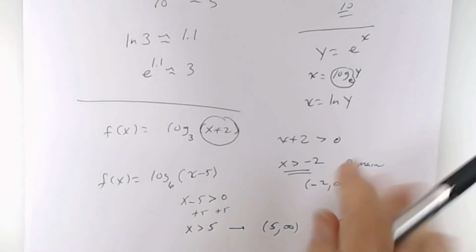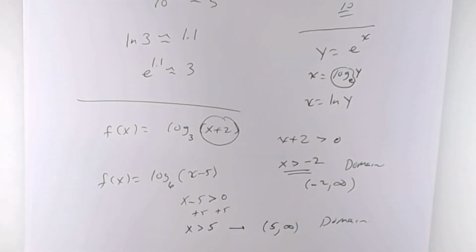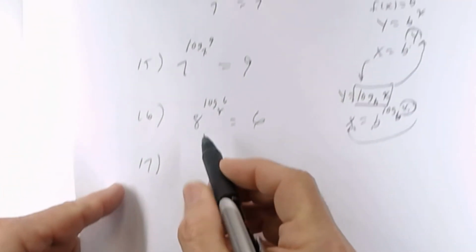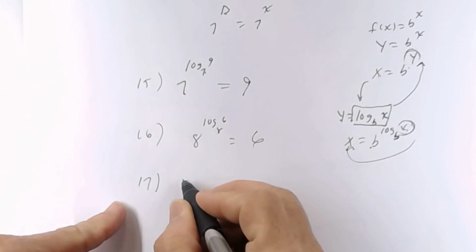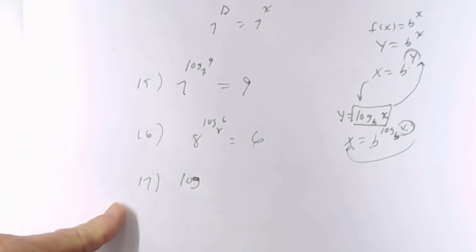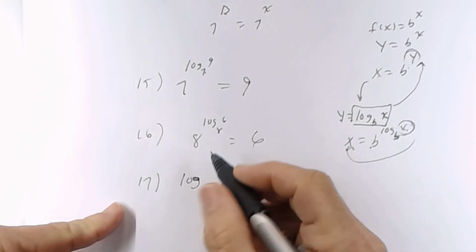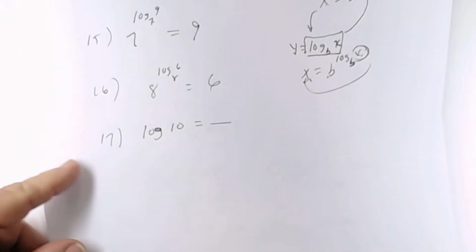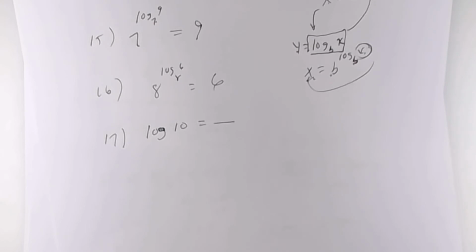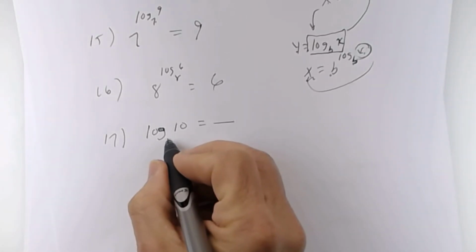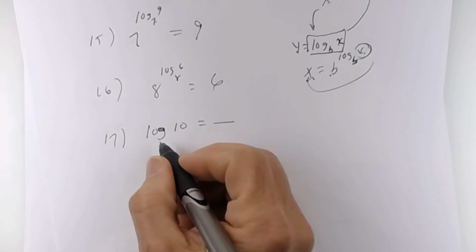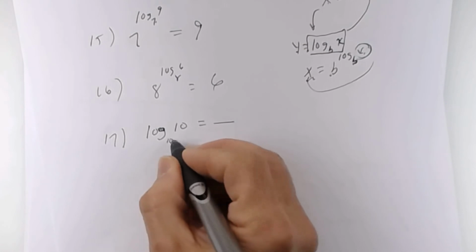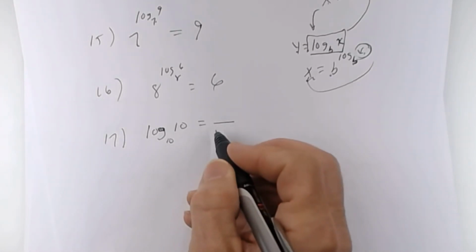Okay? Now, you remember a while ago, I asked you this. 17. What is the log of 10 equal to? What's the base understood to be, guys? 10. So at this point, if there's no base there, it's understood to be a what? 10. So write it. So now you know the answer. 10 to what power is 10? 1. Okay?